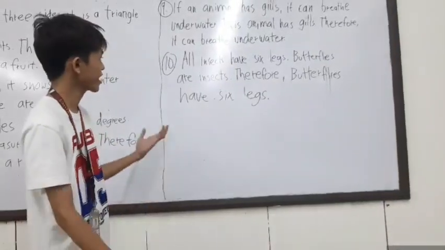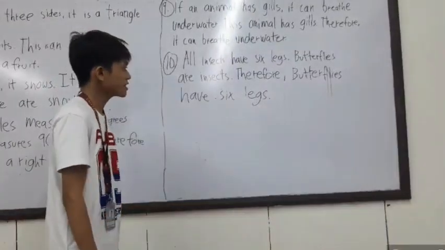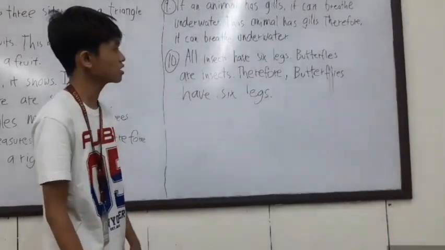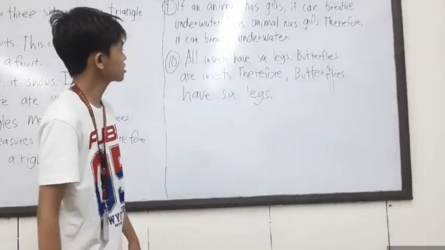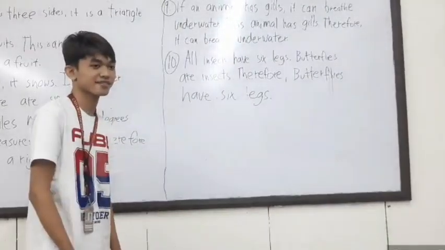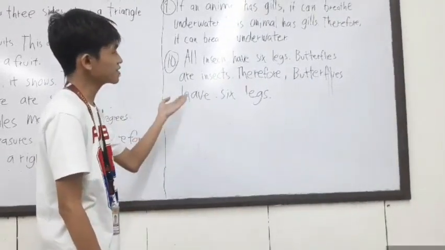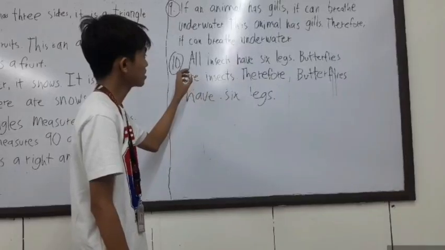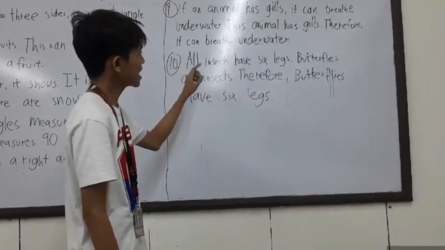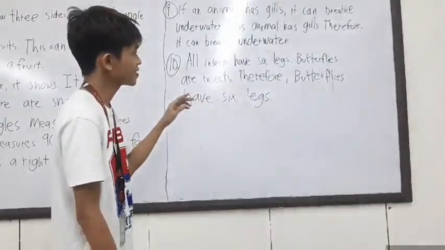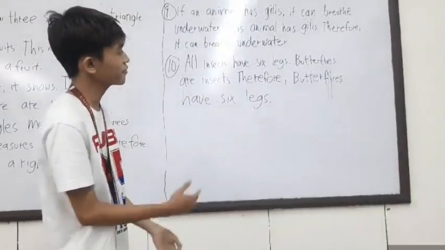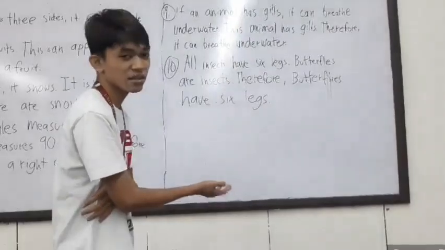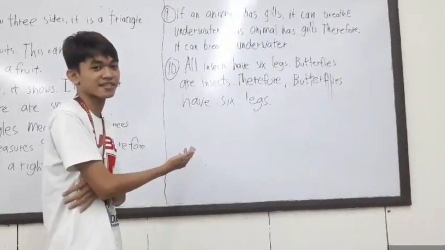Lastly, for our 10th example, all insects have 6 legs. Butterflies are insects. Therefore, butterflies have 6 legs. From the word all insects, it is a generalized word that all insects have 6 legs. So all butterflies are also insects, so they also have 6 legs.